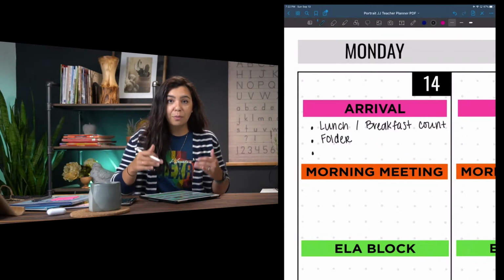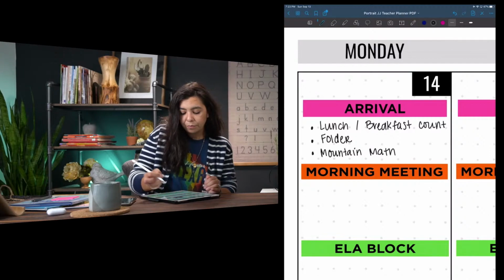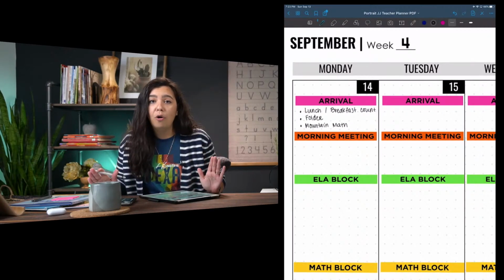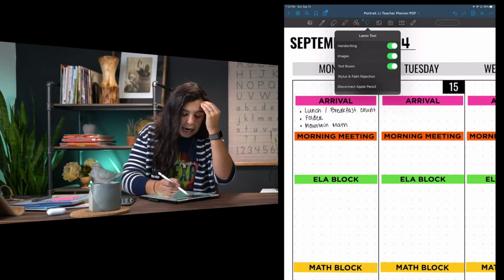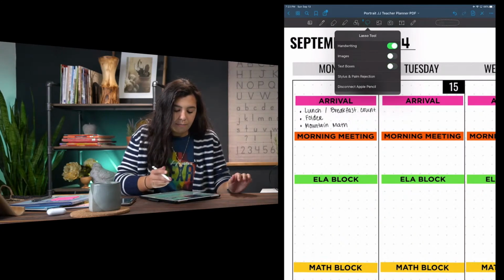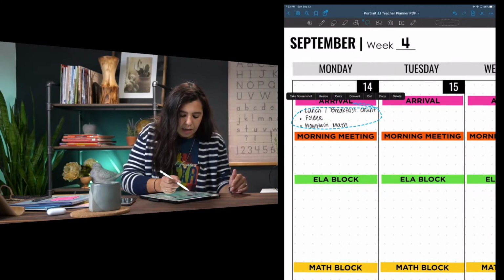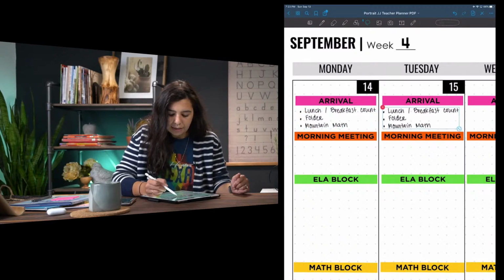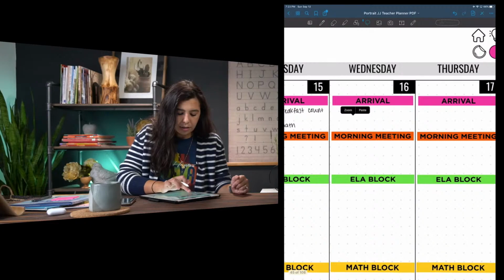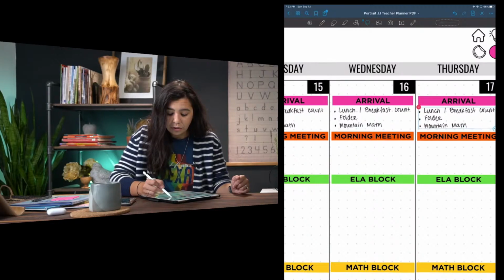So starting tomorrow, the kids are going to do mountain math in the morning for morning work. Okay, now this is the same all week. All right, so what I'm going to go ahead and do is that there's a little lasso tool up here. I need to make sure I have my images turned off. So all I want to do is have my handwriting. So I'm going to lasso this, and I'm going to hit copy. And then we're going to paste it all across. So then that way, I don't have to rewrite stuff, which is super nice.